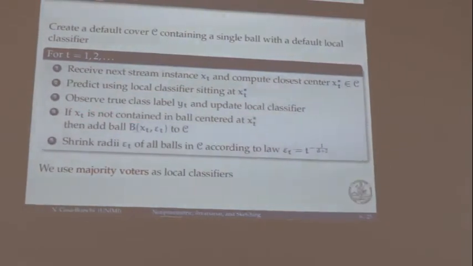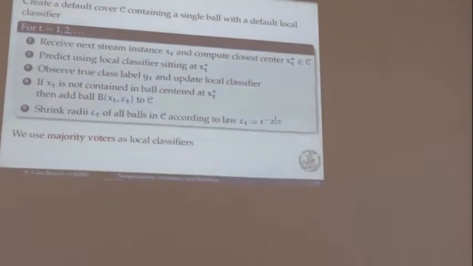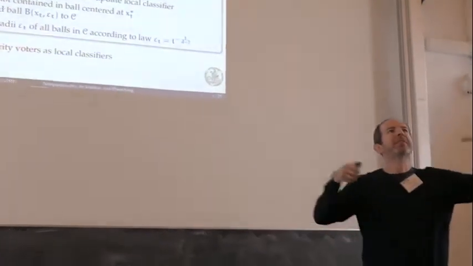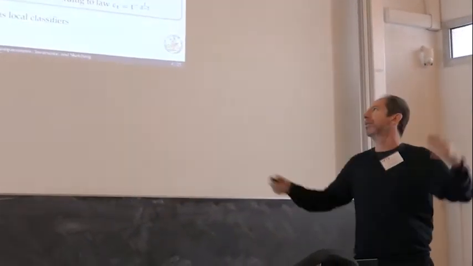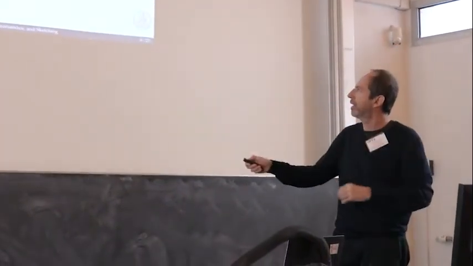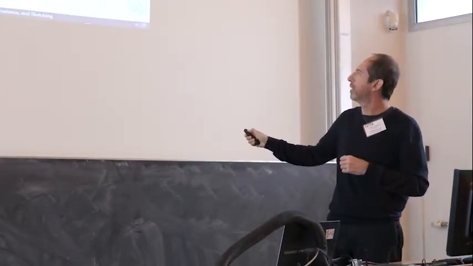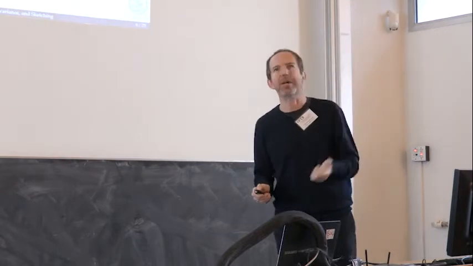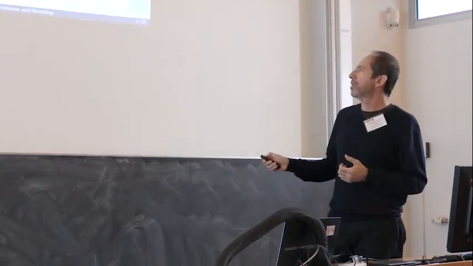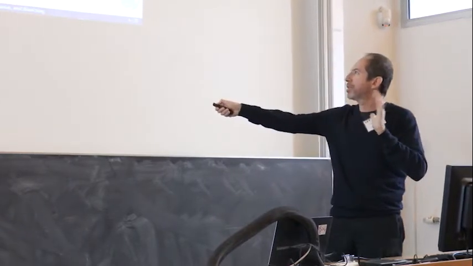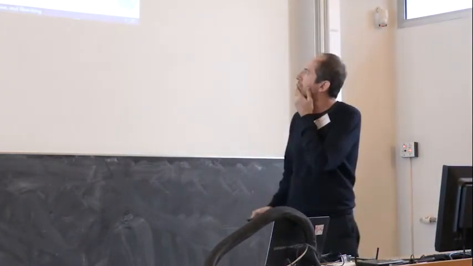And if x_t is not contained in the closest ball, then we add a new ball with that point as a new center. So this set of balls grows, and the radii shrink, so you're going to get the covering. And then you shrink the radii of the balls according to this specific law, which is going to get you the right rate. We use majority voters as local classifiers, but you can use many different classifiers. You can use linear classifiers, if you want to lift this up to a more general setup. We just use majority voters in this case.